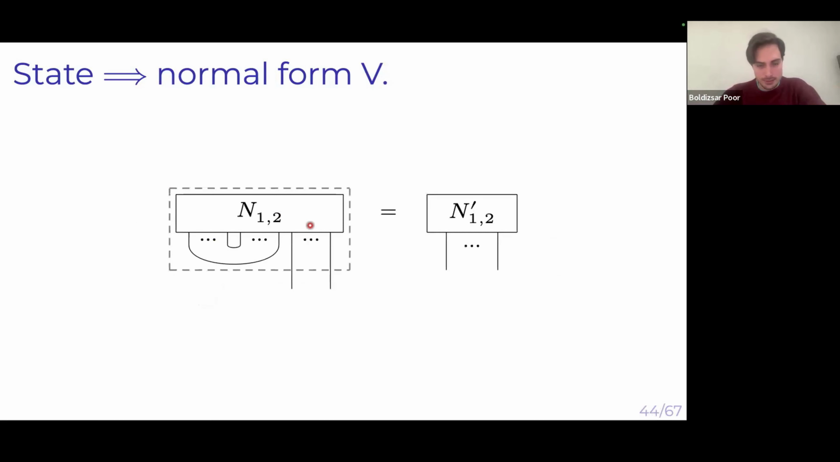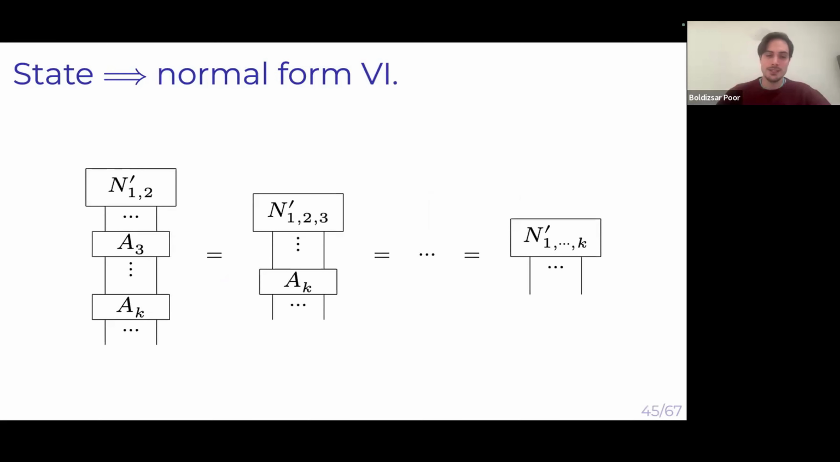And the last thing we need will be to show that the partial trace of a normal form, so connecting two of the output wires with a cup, corresponds to a single normal form. So these will be the things we will need to show. And then if we have this, then we can keep consuming the diagram. And in the end, we end up with a single normal form.